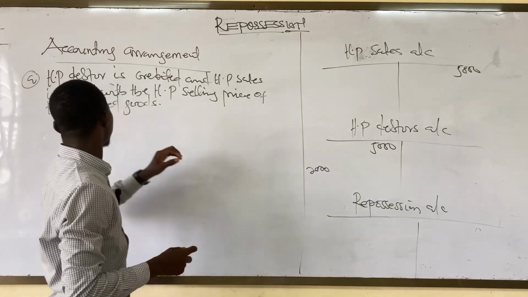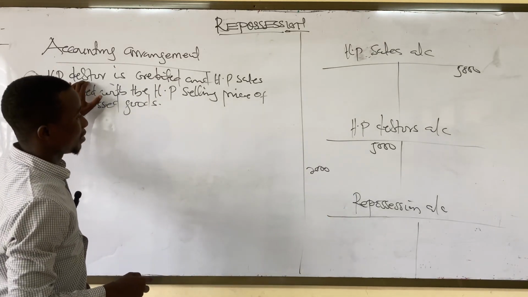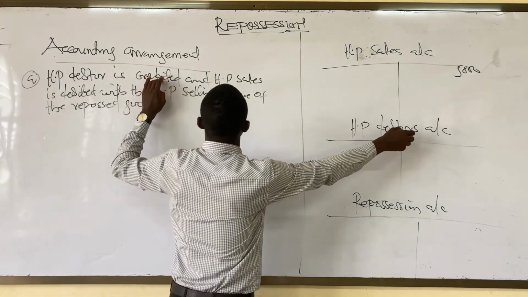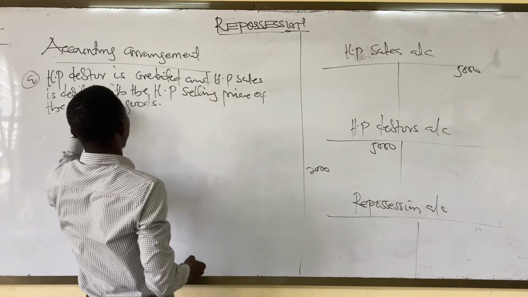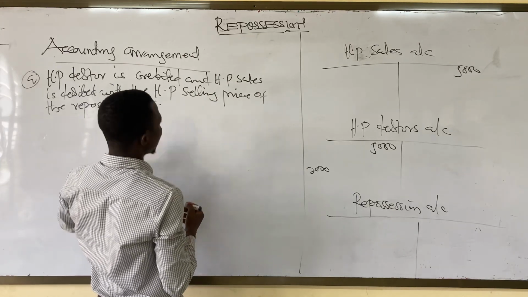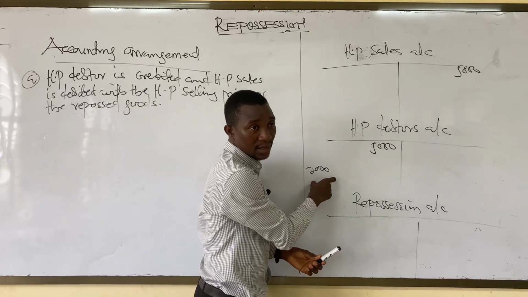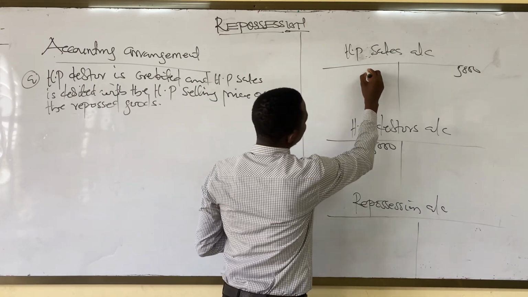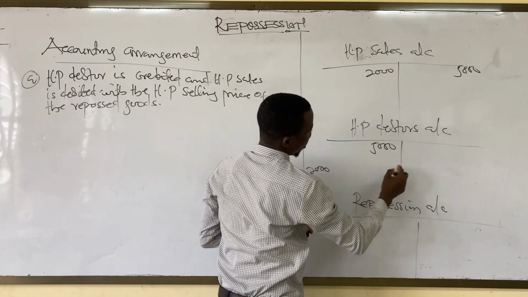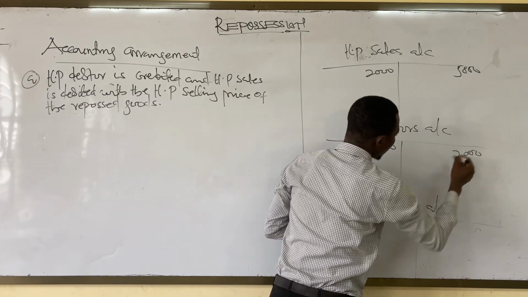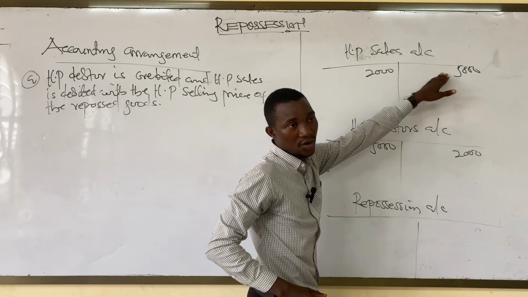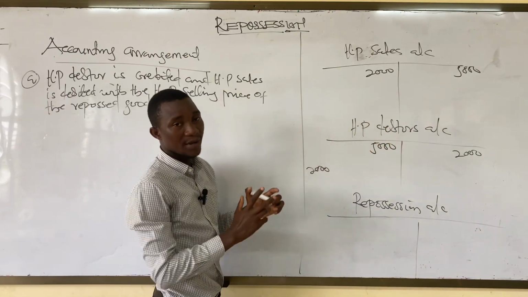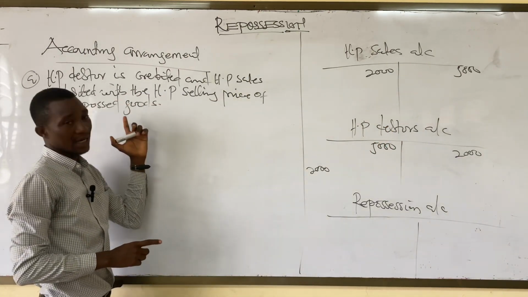The accounting arrangement is that the hire purchase debtor account is credited and the hire purchase sales account is debited with the selling price of the repossessed goods. So this is what we are talking about. We debit this by 2,000, we credit this by 2,000 to reduce the selling price because part of this selling price has been repossessed. So basically that is the meaning of the first accounting arrangement.